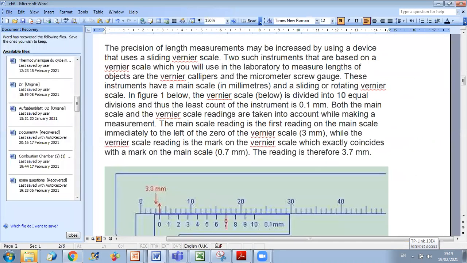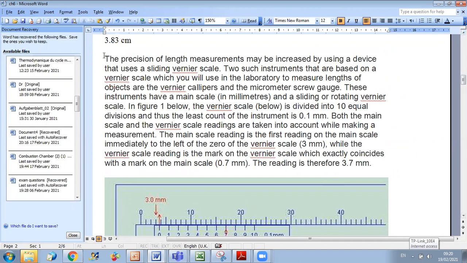So, first, the first type of vernier scale is the linear one, and in this case, the precision of length measurements may be increased by using a device that uses a sliding vernier scale. In such instruments that are based on a vernier scale, which you will use in the lab to measure lengths of objects, we have the vernier calipers and the micrometer screw gauge. First, we will start with reading of vernier caliper.